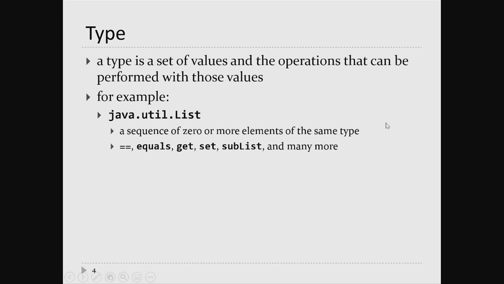And finally, we know what a list is. A list is a sequence of 0 or more elements, and in Java, they're elements of the same type. What can you do with a list? Well, you can compare two lists for equality. You can get something from a list. You can set an element in the list. And you can compute a sublist of the list in Java, or get a slice if you want to think about it in Python terms. So that's what a type means.